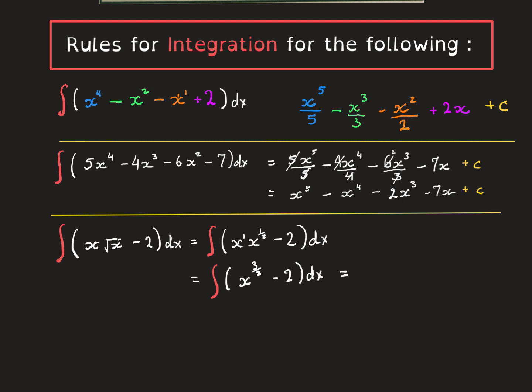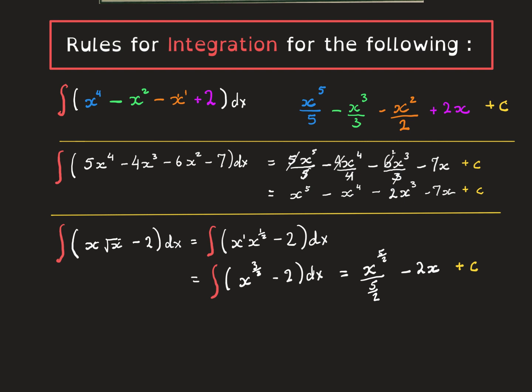So this will end up being, if we add 1 to that exponent 3 on 2, we'll get 5 on 2. So we might say that we have x to the 5 on 2, and we must divide it by 5 on 2 as well. And the second term, minus 2, will become 2x, and we add a constant to this.